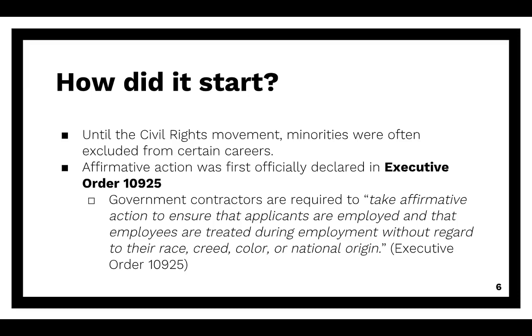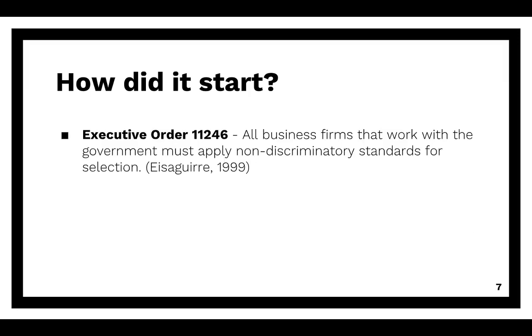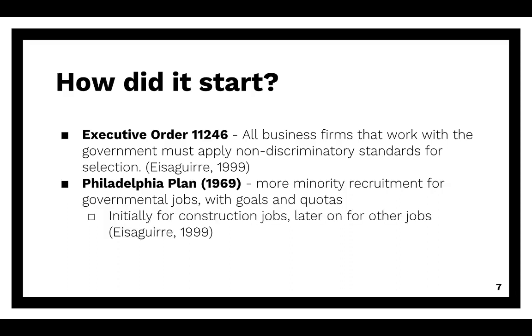John F. Kennedy passed Executive Order 10925, which was the first time that affirmative action was officially declared in government documentation. And as it says below, employees are treated during employment without regard to their race, creed, color, or national origin. Moving on from there were more executive acts and plans that have been passed, such as Executive Order 11246, which says that all business firms that work with the government must apply non-discriminatory standards. And in 1969, there was the Philadelphia Plan, which said that more minority recruitment is necessary for governmental jobs. This was particularly for construction jobs, but as it evolved, it later on was for other jobs that were set in place.